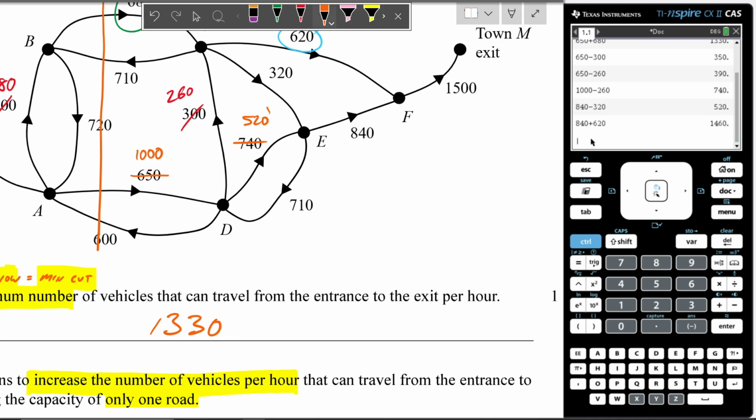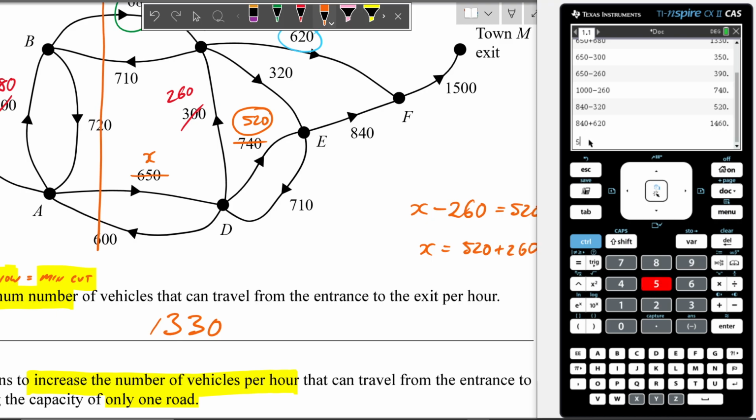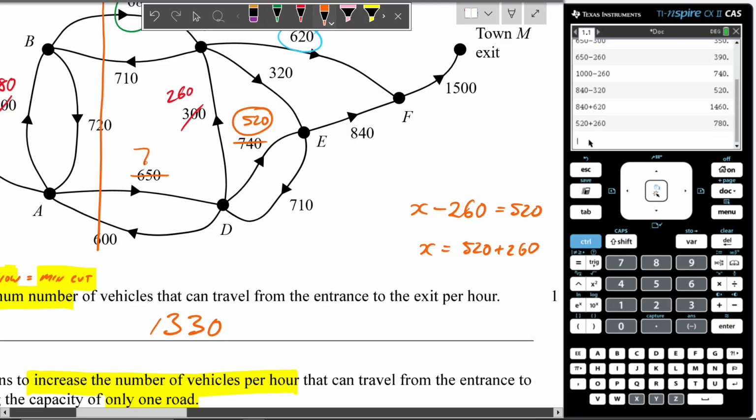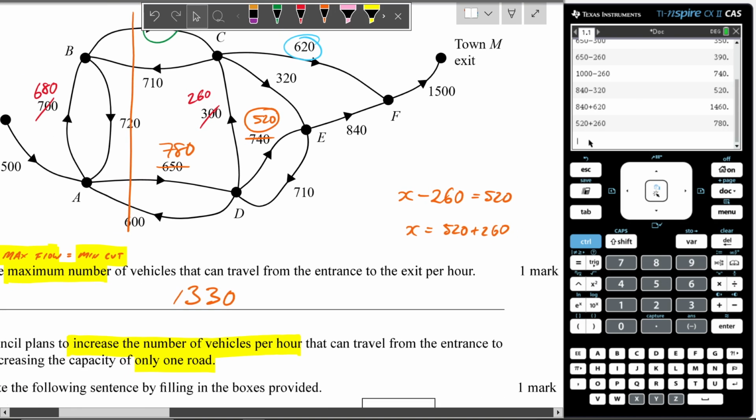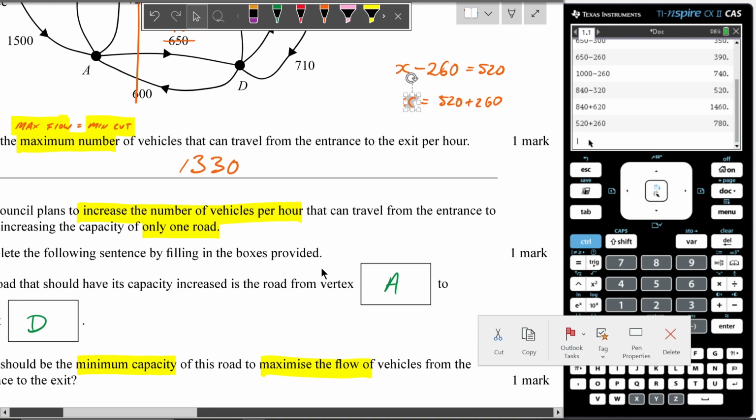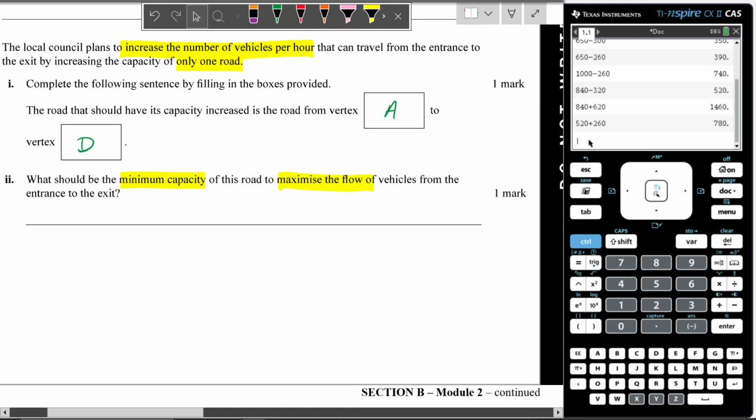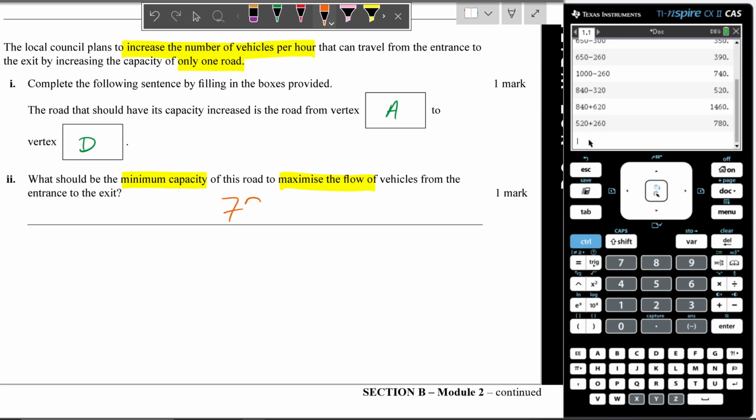All right, so in order for this to be 520, what would this number here have to be? Again, we don't know what this is, but what we can say is that x minus my 260 has to be equal to 520. So in other words, x is going to be 520 plus 260, which is going to be 780. And that is going to be your answer. I tried to do this in a different way from what we were doing in method 1, because otherwise you're just seeing the same thing twice. So there's 780 there.